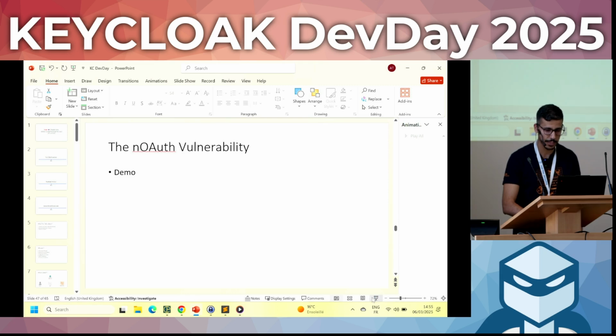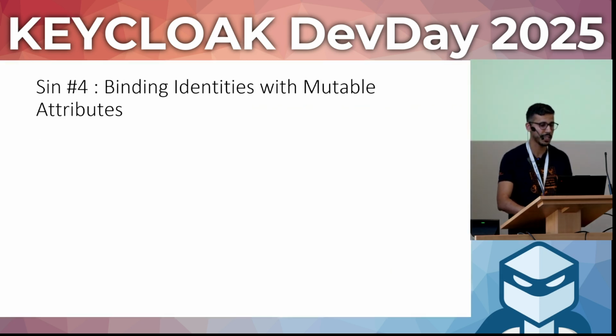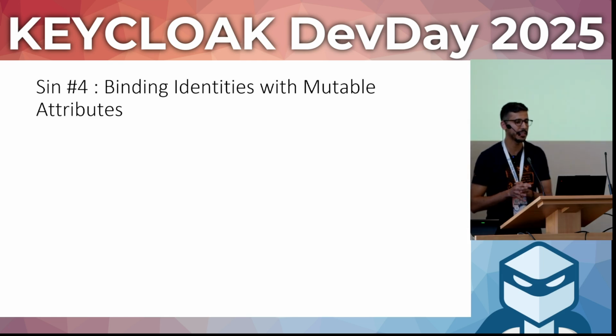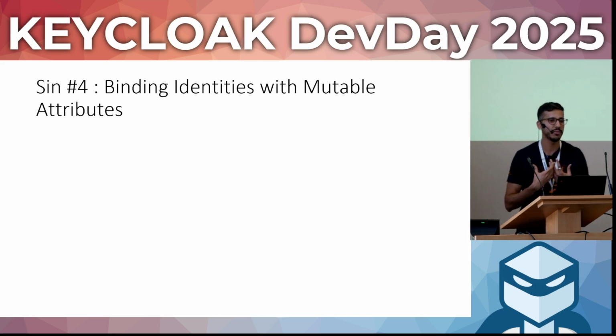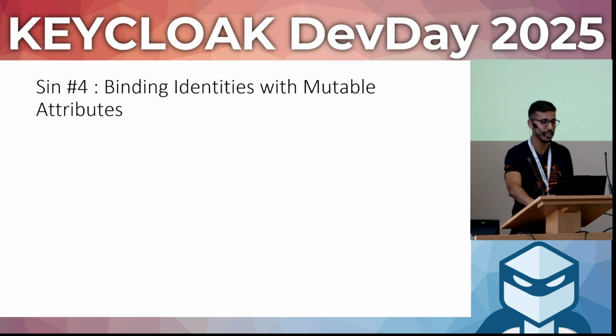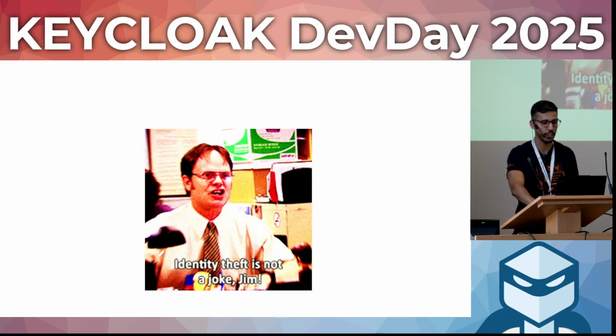Next, and this is the fourth thing, binding identities with mutable attributes. These are attributes that can be modified on the external identity provider. And this is really important because identity theft is not a joke.